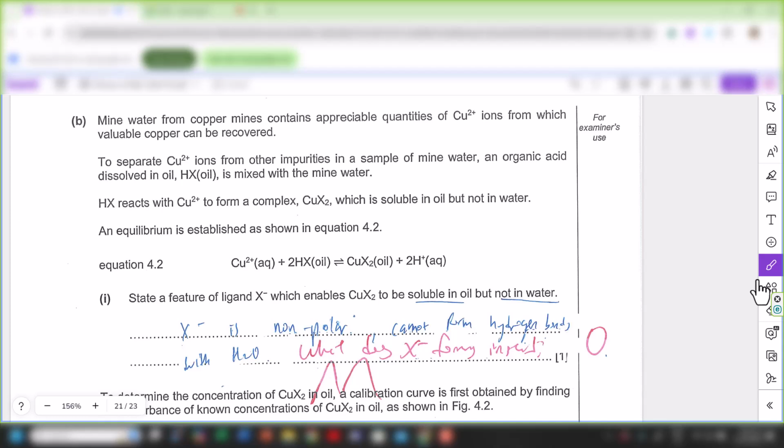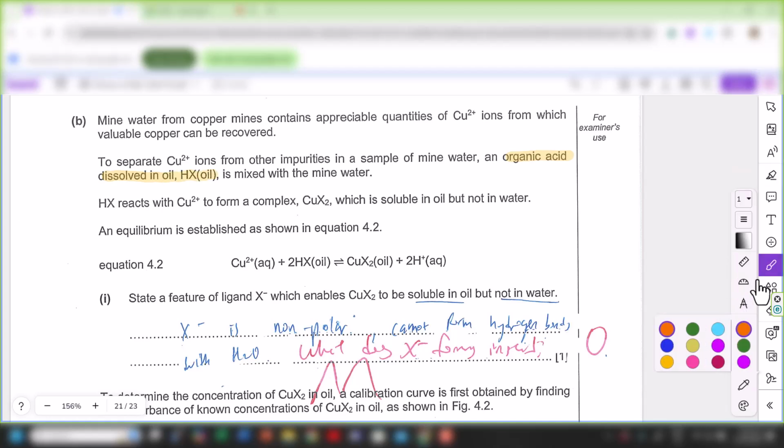But again, sometimes you just need a bit of additional different scenarios to help you improve, right? Okay, part B. They say that mine waters from copper mines contain copper 2. To separate copper 2 from the other impurities, organic acid dissolved in oil is mixed. The keyword here, which you might not recognize, is organic acid dissolved in oil. So it's HX in oil.